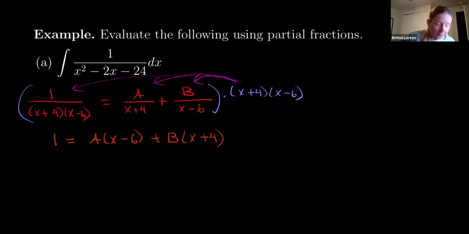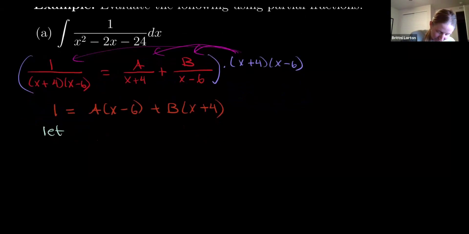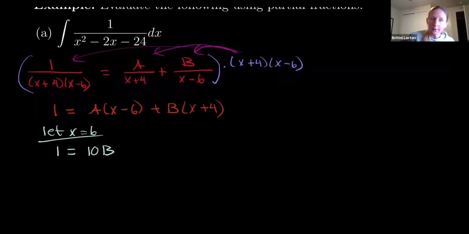And then again, similarly, this one looks kind of just like the one before. So I'm going to make that choice. If I were to let x equal 6, I would get 1 equals 10b. Pause to make sure that makes sense to you. So I got b is 1/10. Let's try the other one. We can skip some of the arithmetic. You can definitely skip some of the arithmetic.